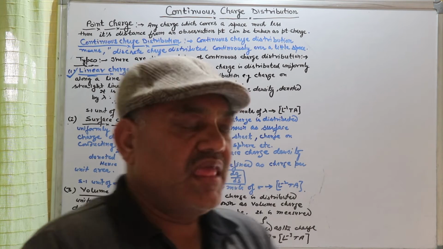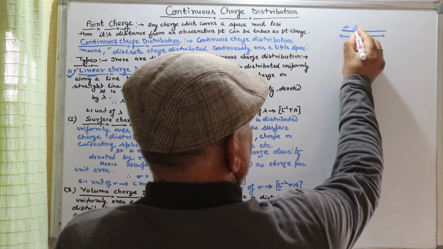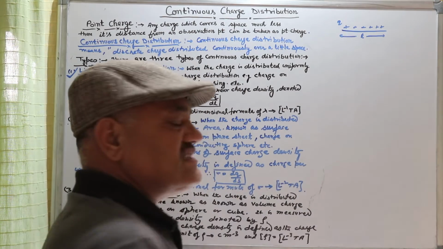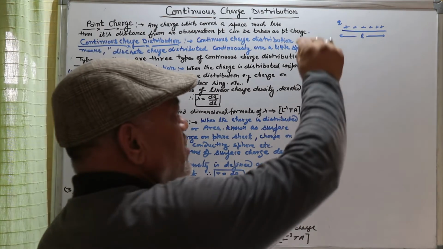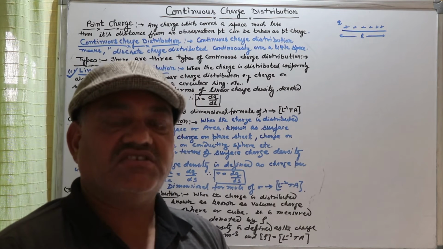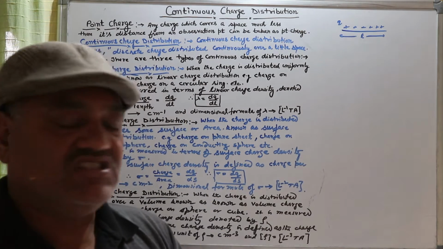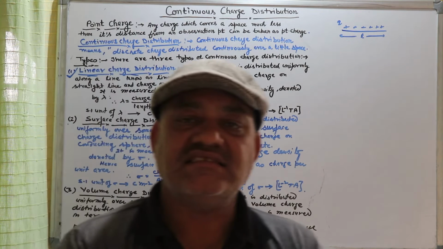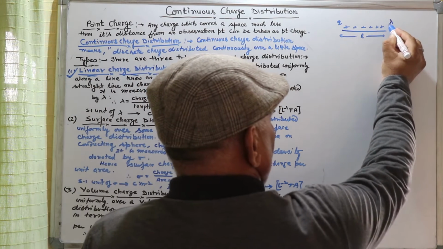Now, let us consider a wire of length L which has charge. This positive charge Q is uniformly distributed over it. The charge which is uniformly distributed over this straight wire, this type of charge distribution is known as linear charge distribution. And to measure the charge on this wire of length L, we will consider a term known as linear charge density. This linear charge density is denoted by lambda.